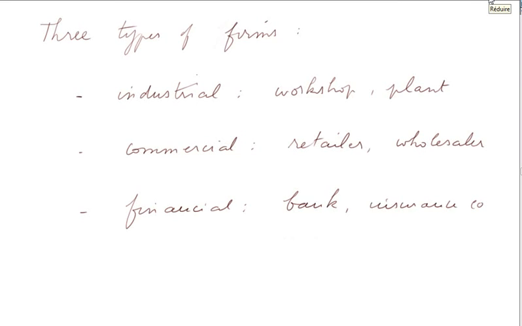We distinguish three big types of firms. Industrial firms, think of a workshop or a big plant. Commercial firms, think of a retailer around the corner in the street or a wholesaler. And financial firms, the two main financial firms are banks and insurance companies, but there are many more like mutual funds and various people in the business of selling and buying financial securities.